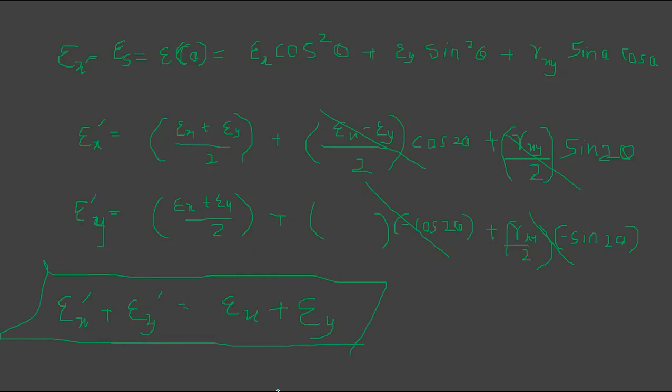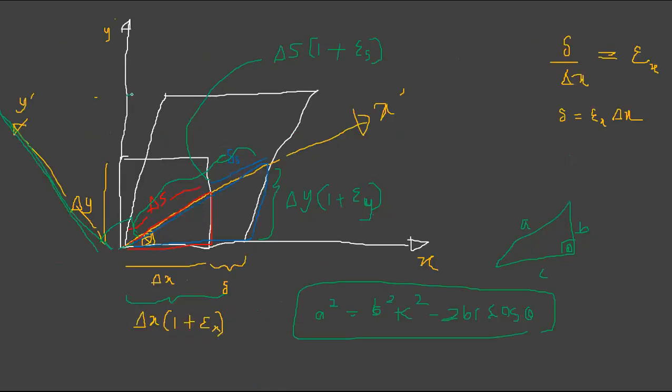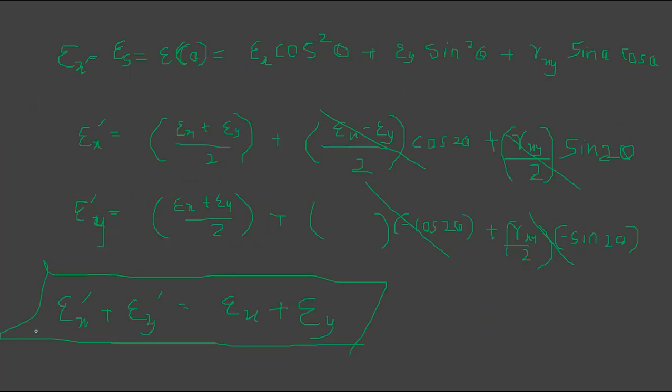So what does this tell you? Sum of normal strain remains constant regardless of the rotation angle. Sum of normal strain, so this is normal strain. So this is the shear strain gamma xy, right? For the shear strain we took the normal strain, okay? Normal strain along that direction. So that's fundamental. So sum of normal strain, right, remains constant regardless of the rotation angle, right?